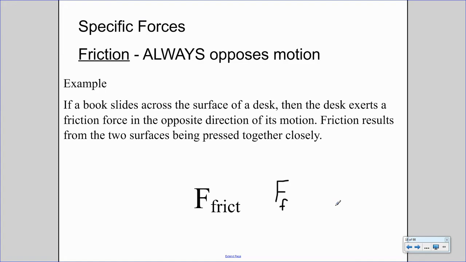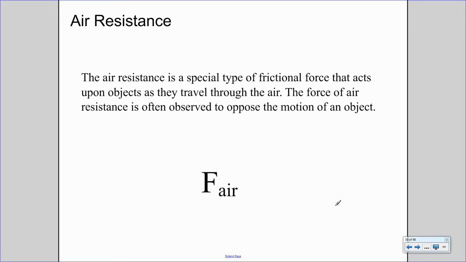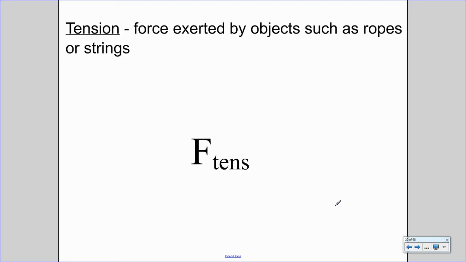Friction comes from two surfaces rubbing together. They have microscopic imperfections that cause the objects to rub against one another. That causes a push or a pull, which is a force. Air resistance is a specific type of friction. Normally we don't just say force of friction, we would say the force of air, denoted F_air. Air resistance is a type of frictional force.